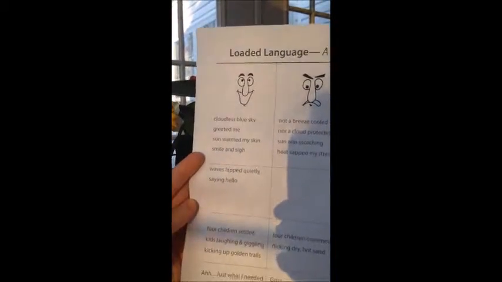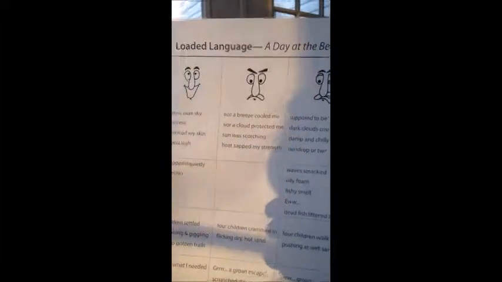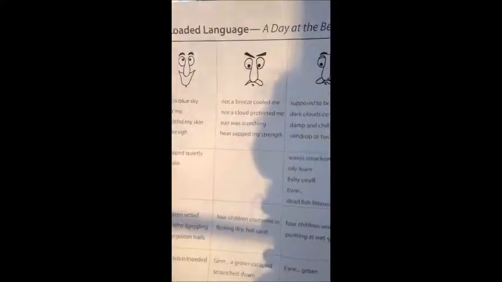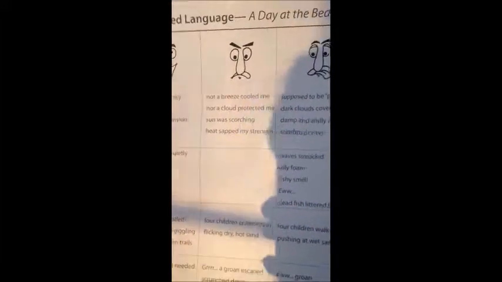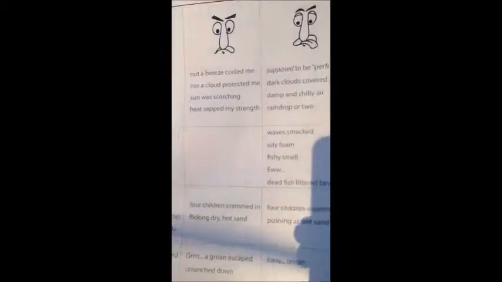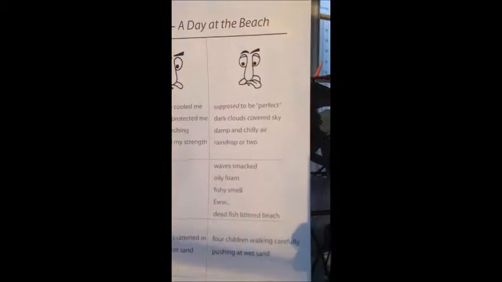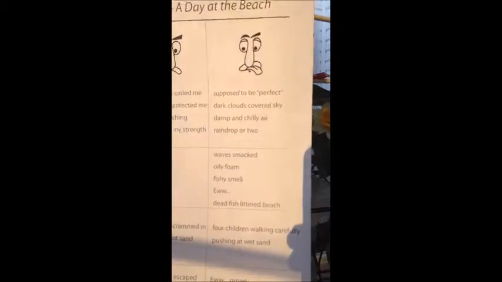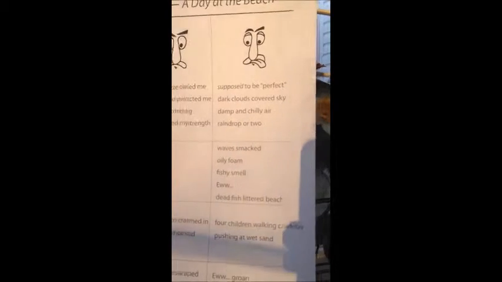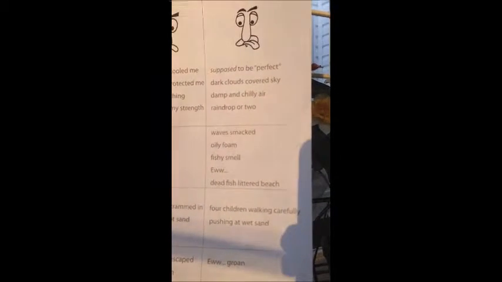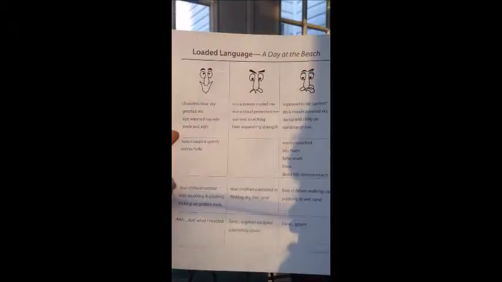So here you have cloudless blue sky is a more happy description. Not a breeze cooled me, nor a cloud protected me. Sun was scorching. Heat sapped my strength. You can see that this person clearly was not very happy with the weather at the beach. And here you have someone almost sarcastically saying it was supposed to be perfect, but dark clouds and damp chilly air, raindrop or two. This is clearly a negative experience being described here.